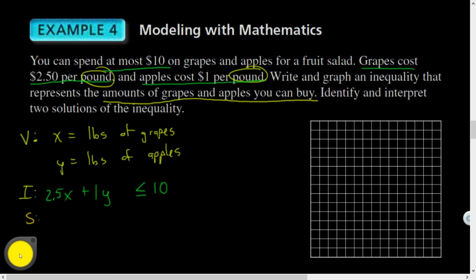Let's put this in slope-intercept form. Why not? Let's subtract 2.5x from both sides. So I'll have y. Do I have to flip the inequality? Right, and well, actually adding and subtracting, I can do whatever, right? I don't have to flip it. So let's see, y is less than or equal to negative 2.5x plus 10.